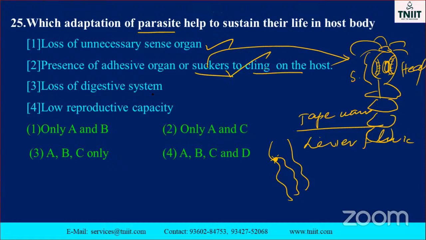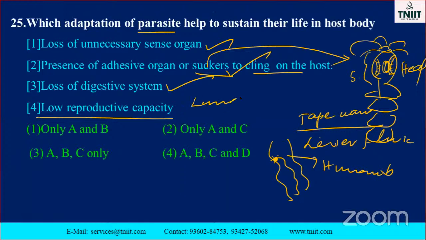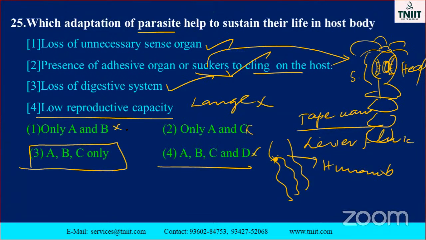Loss of digestive system. That's why it is present in the digestive system of the human being as a parasite. So this is also a correct one. Low reproductive capacity? No, it produces millions. That is very, very important. It has a large reproductive capacity, so this one is the wrong answer. A, B, C only is the correct answer. The remaining part is wrong.